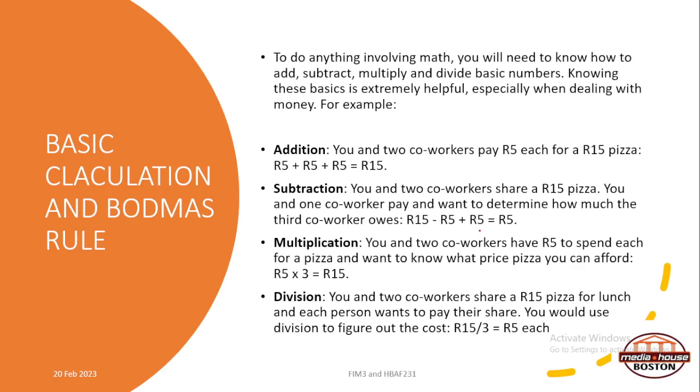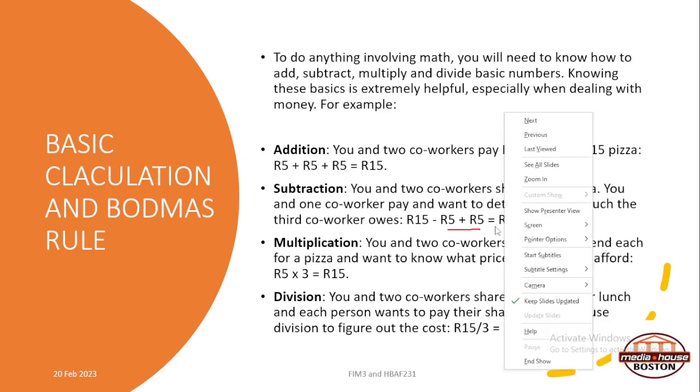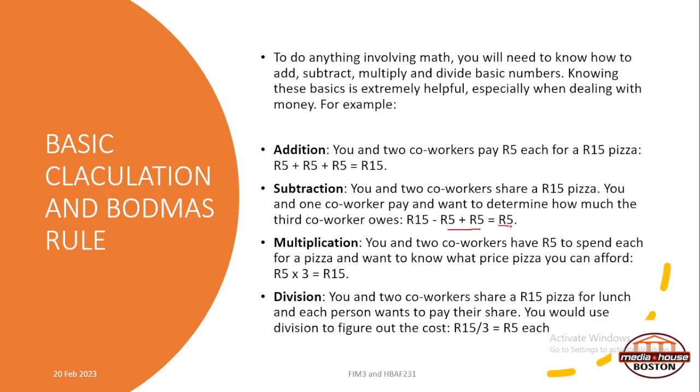So this 5 plus 5 represents the 5 rand you contributed and the 5 rand the other co-worker contributed, which is 10 rand. Meaning that if the pizza cost 15 rand and you paid 15 rand, your other co-worker is owing you how much? 5 rand. So when the time comes, your other co-worker will have to pay you 5 rand.